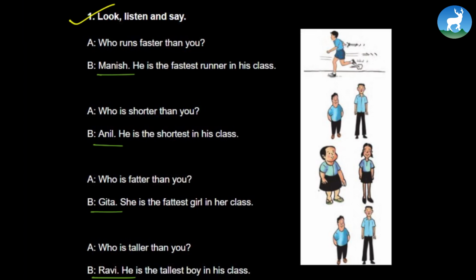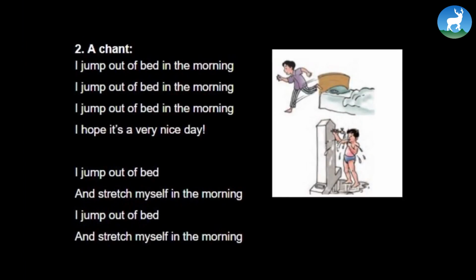Okay, now let's move on to the portion where we actually chant or read the rhyme. Okay, this is the portion, the chant. First, look at the picture. You see a boy jumping out of the bed, and the boy is in fact washing himself or bathing in a public tap. All right, let's read out.